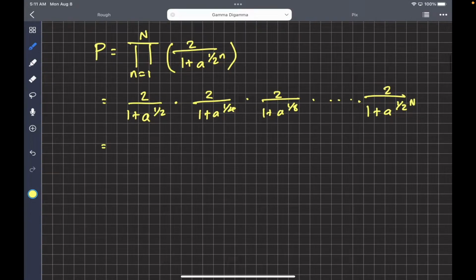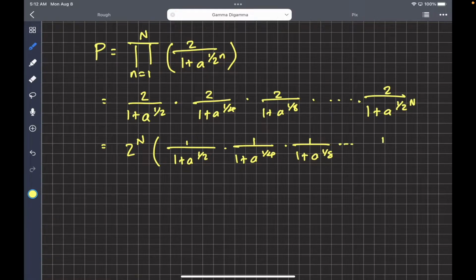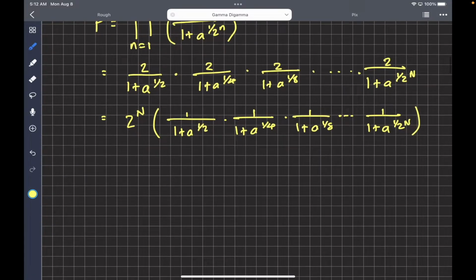What we can do immediately is factor out all the 2's from the numerator. So that gives us n 2's, so 2 to the n is being factored out like that. And we have a bunch of factors in the denominator. So 1 plus a to the 1 half, 1 plus a to the 1 fourth, 1 plus a to the 1 eighth, 1 plus a to the 1 over 2 to the capital N. So there are these factors.